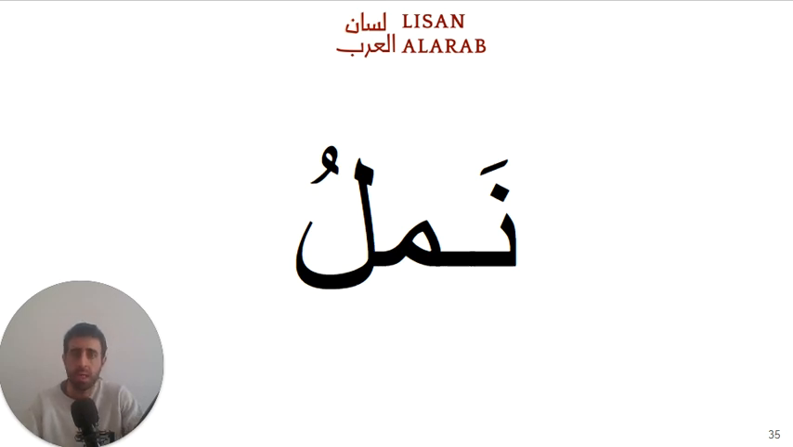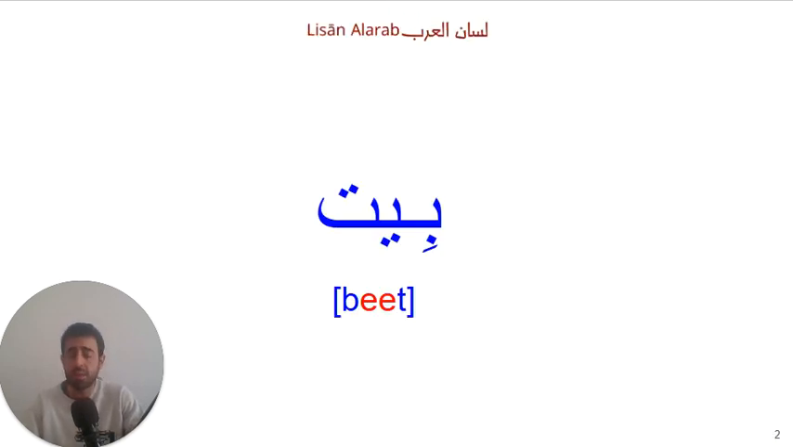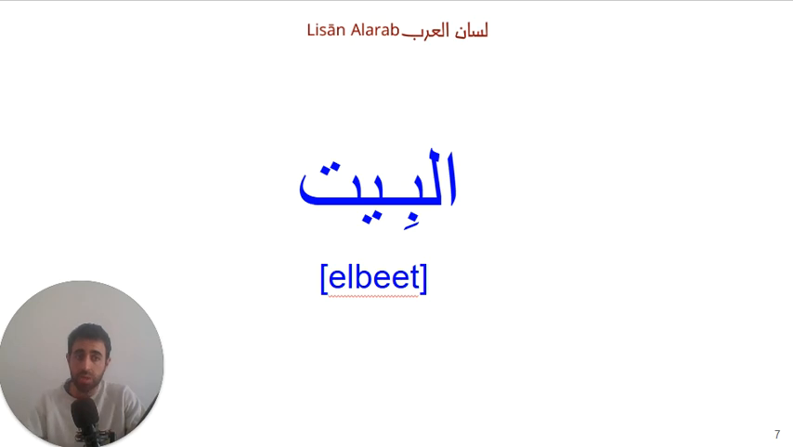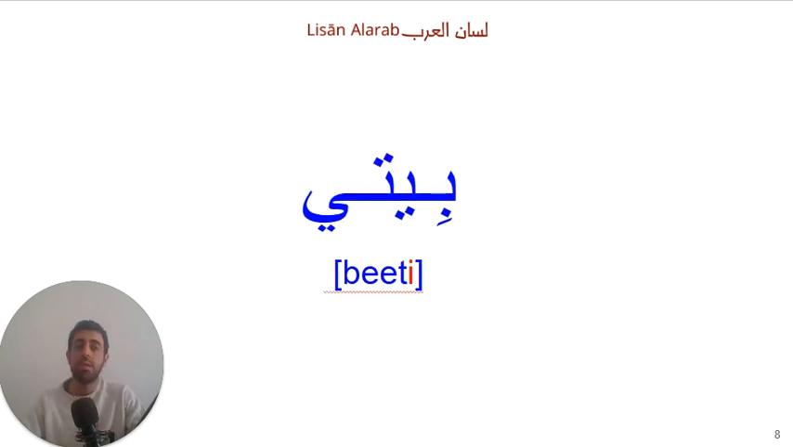Now moving to the second part. Here I will introduce you new vocabularies, new verbs, new nouns, one by one. So for example, this one is beit, means house. Then we'll talk about el beit, the house, beiti. Then we'll add it with verbs like, for example, I want to go to my house, and so on.